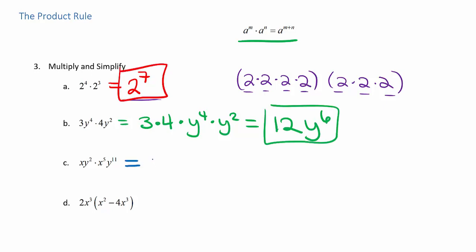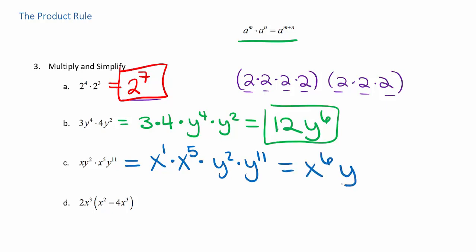Same idea in part C. I've got an x to the 1. If there is no exponent, there's an imaginary 1 there. I'm going to multiply that by the x to the 5th, and then I'll take the y squared and multiply that by the y to the 11th. To multiply, I add the exponents, so that gives me an x to the 6th and a y to the 13th.